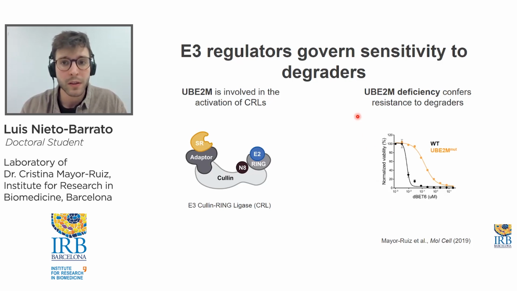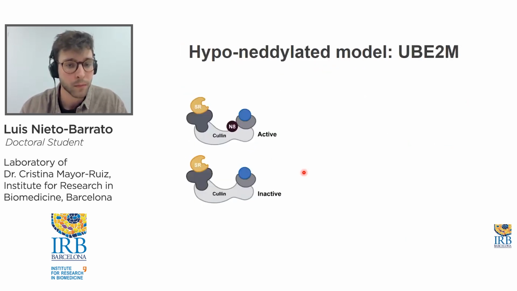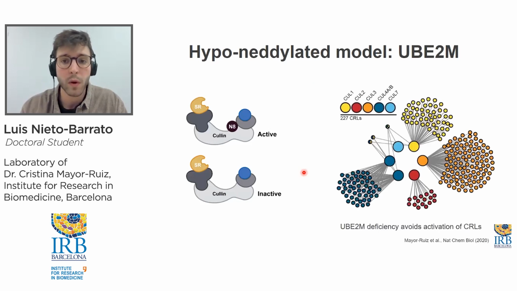And they understood that UBE2M deficiency was conferring a universal resistance to degraders. UBE2M is involved in the neddylation process of cullin RING ligases, and cullin RING ligases are the largest family of E3 ubiquitin ligases. So neddylation is required for these E3 ubiquitin ligases to be active. So by depleting UBE2M, they were deactivating more than 200 cullin RING ligases.